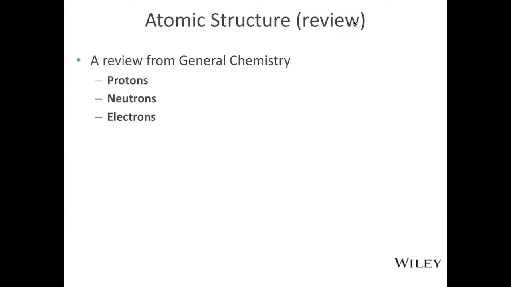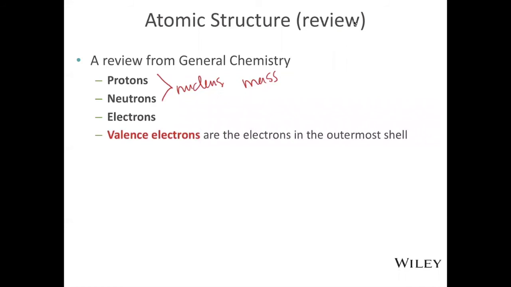And if we do a quick review from general chemistry, we can remember that we have protons, neutrons, and electrons. The protons and the neutrons are the ones found in the nucleus, and that is where most of the mass of the atom is. And remember, the electron weighs much, much, much less than the protons and the neutrons, and that is found outside of the nucleus, kind of circling it in orbitals. And remember, the electrons make up most of the volume of the atom.